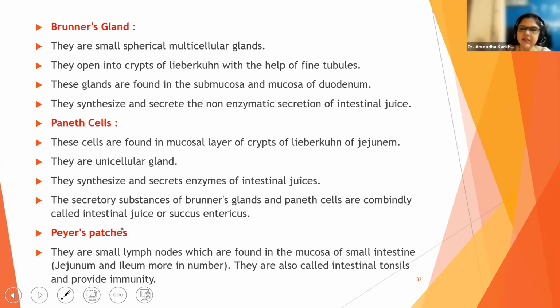Non-enzymatic means their secretions won't contain any enzymes, but they are going to contain certain chemicals which are going to be a part of the intestinal juice. So one component of intestinal juice is what? Brunner's gland secretion, which is non-enzymatic. So someone has to be there who would form the enzymatic part.